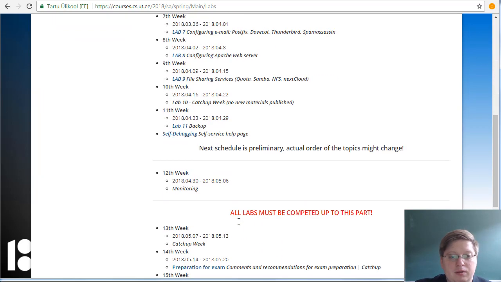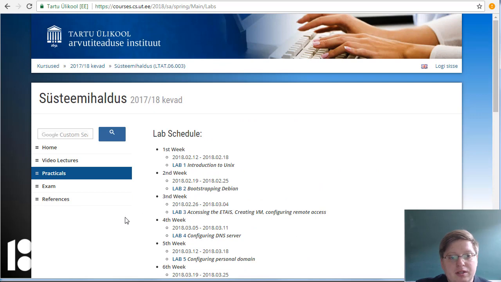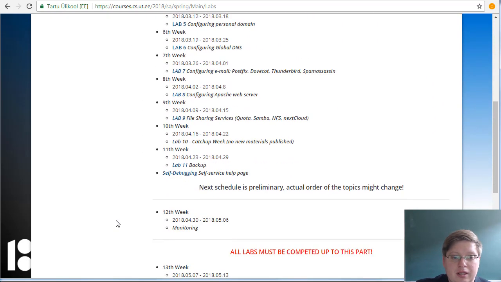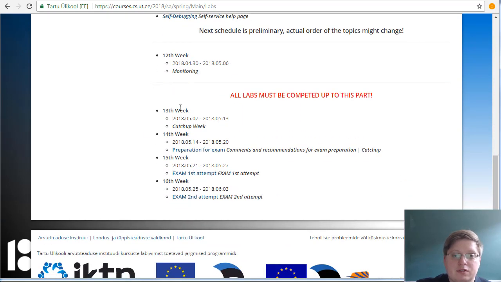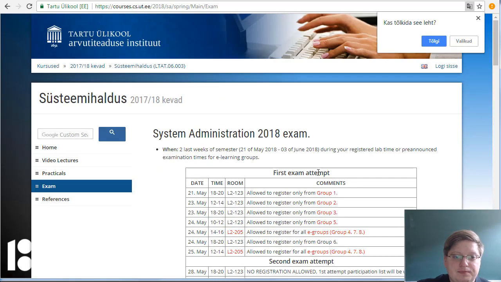You are expected to complete all the labs before coming to the exam. The practical topics will be updated slightly in the next week. After that, you'll still have 2 weeks to prepare before coming to the exams, which are planned to be held in the last 2 weeks of May. So let's move to the exam objectives.